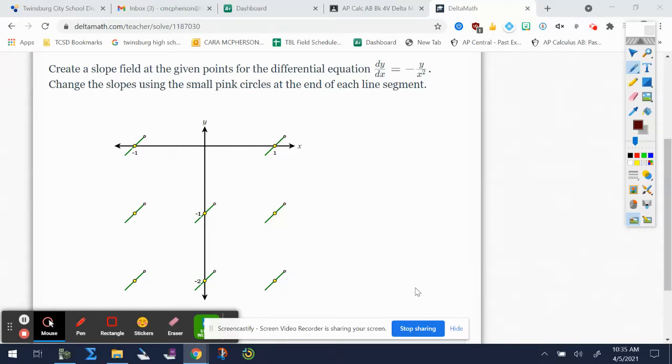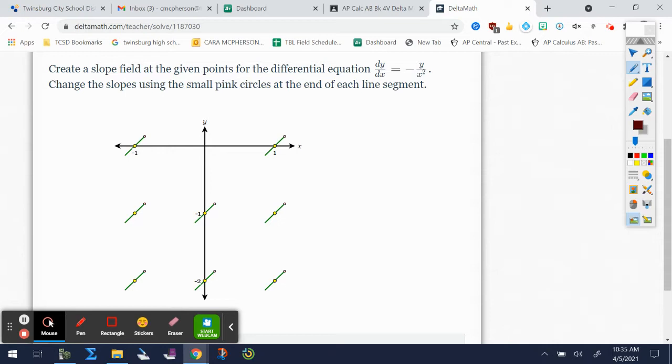So in section 6.2, we start talking about something called a slope field. And I wanted to show you with the Delta Math assignment how we do these. I actually like looking at slope fields. I tend to think that students feel like they're a relatively easy thing to work with. And I feel like Delta Math just made it so much easier with how they want you to create it.